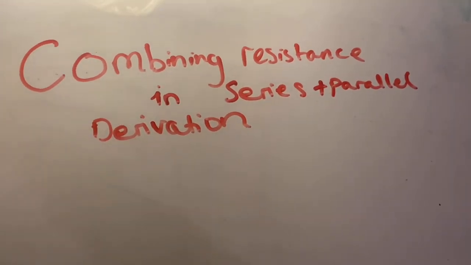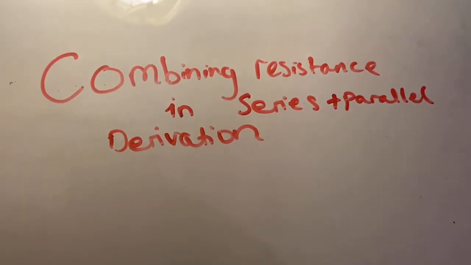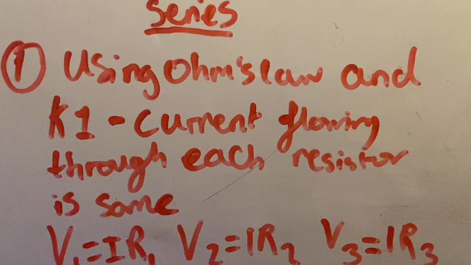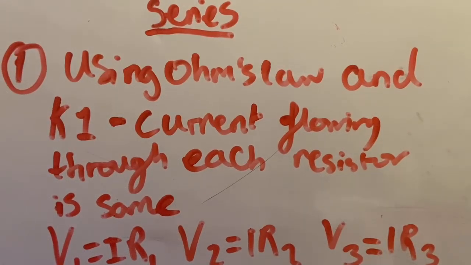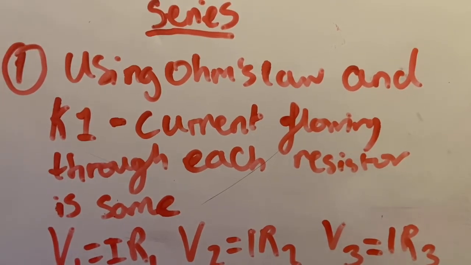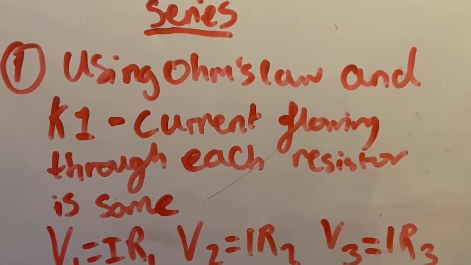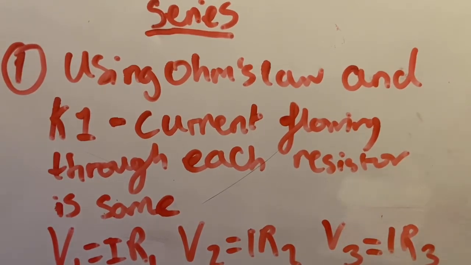So this is a video on how to derive the total resistance equation in series and parallel circuits. So this is for series circuit and you have to justify why you're doing each step. So using Ohm's law that current is directly proportional to potential difference, and Kirchhoff's law 1 that current flowing through each resistor is the same, you write V1 equals IR1, V2 equals IR2, V3 equals IR3.